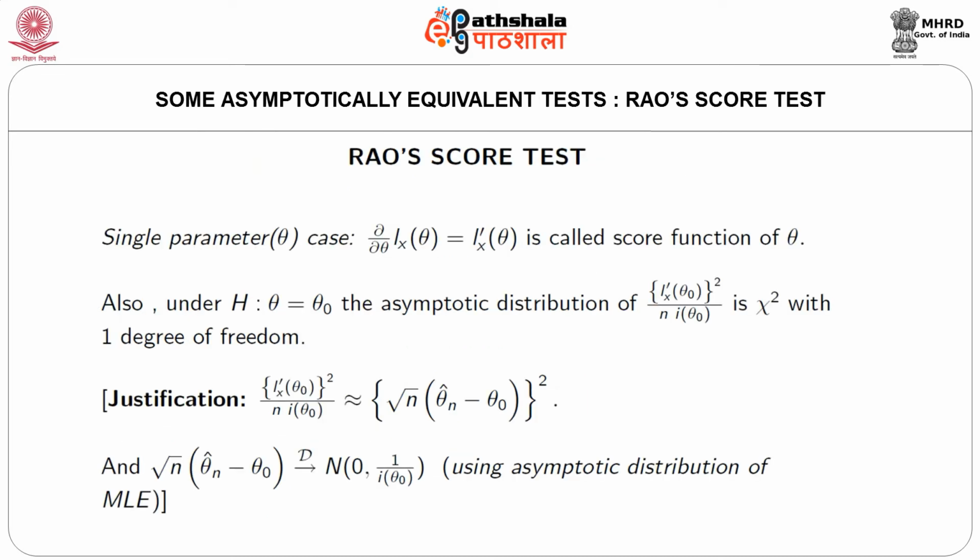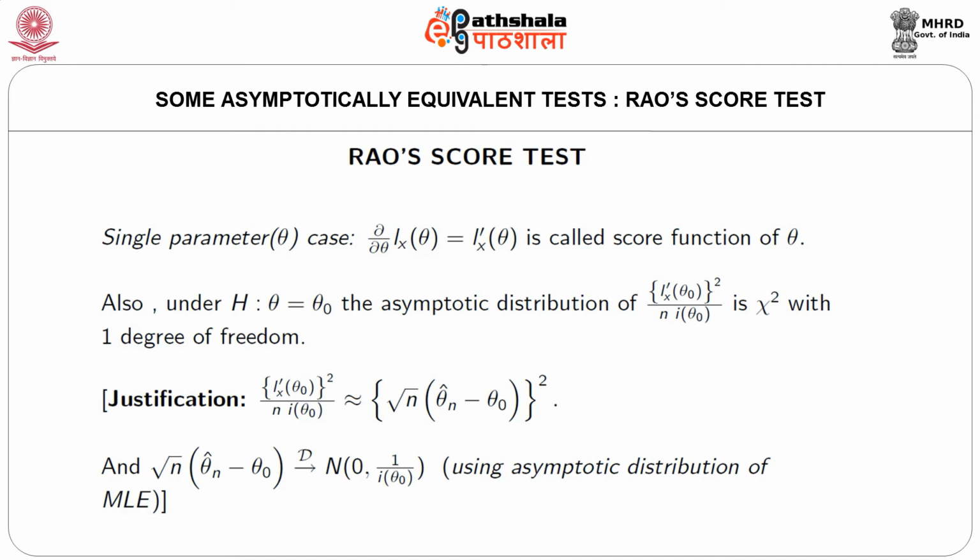Now we will discuss another test which is known as Rao's score test. Let us first consider Rao's score test under single parameter case. We know that del theta of the log likelihood function small lx theta, which is actually denoted by small lx prime theta, is called the score function of theta. Also, under the null hypothesis H, which says that theta equals theta naught, the asymptotic distribution of small lx prime theta naught whole square by n times I theta naught is chi-square with 1 degree of freedom.